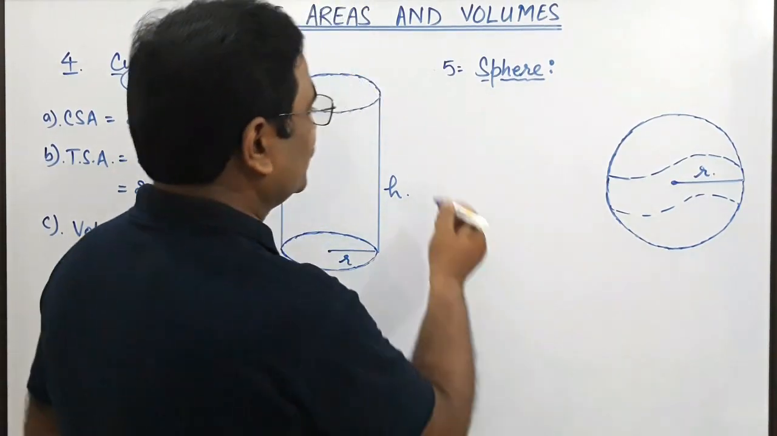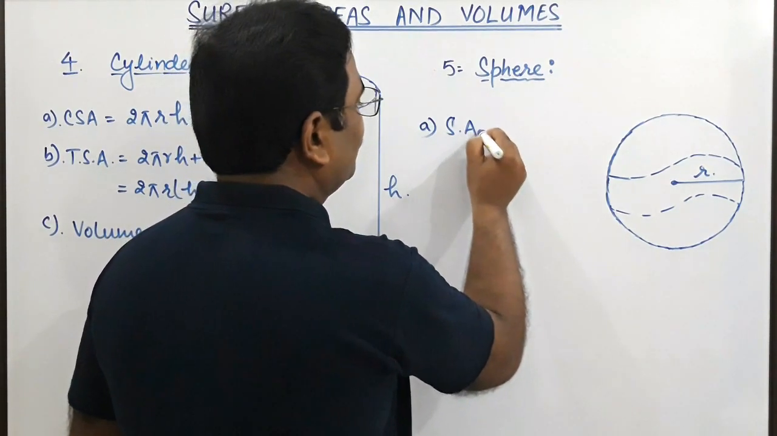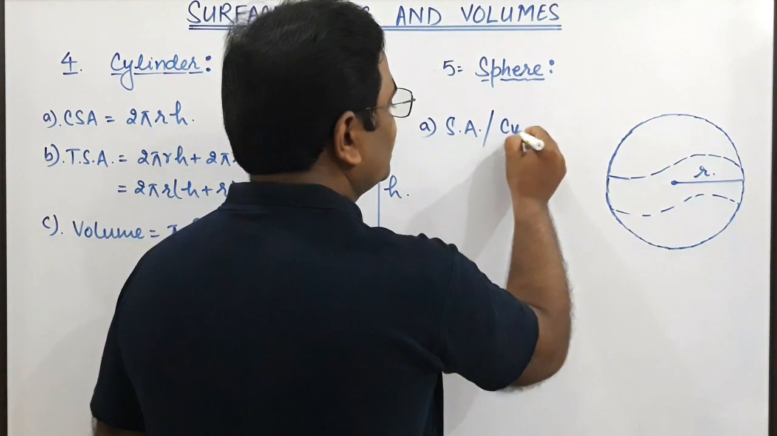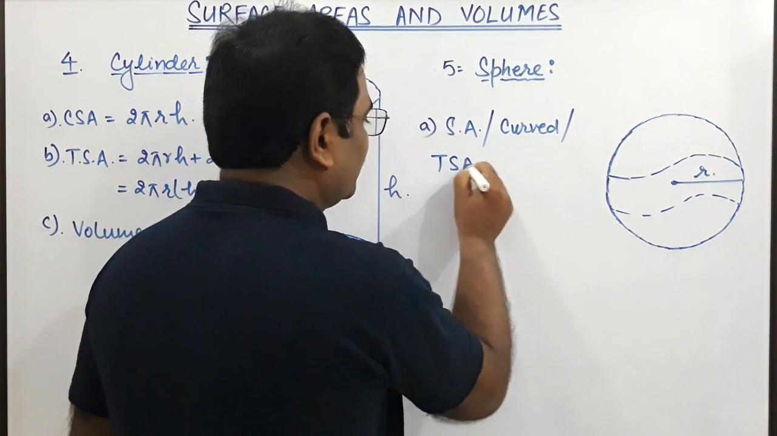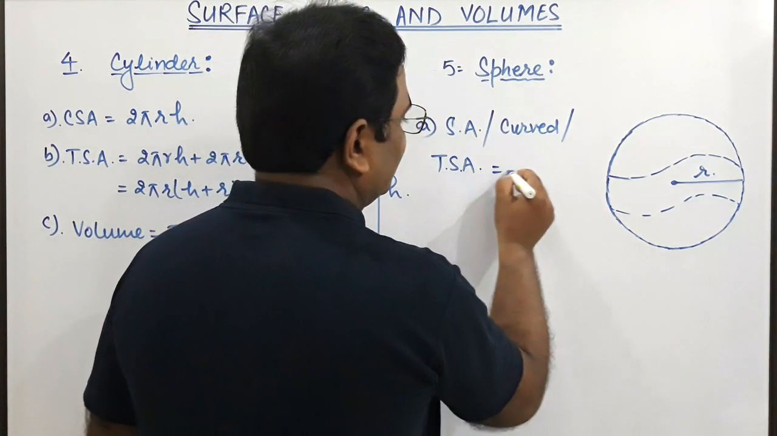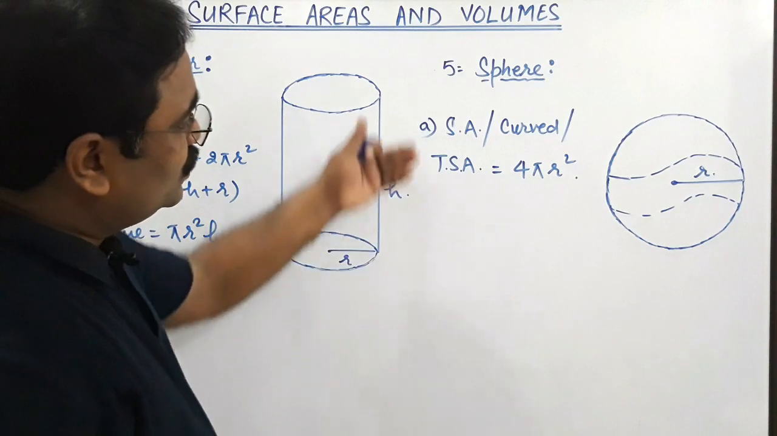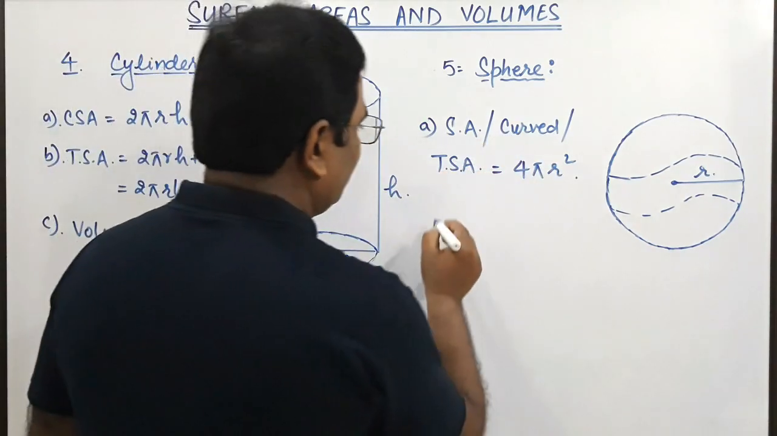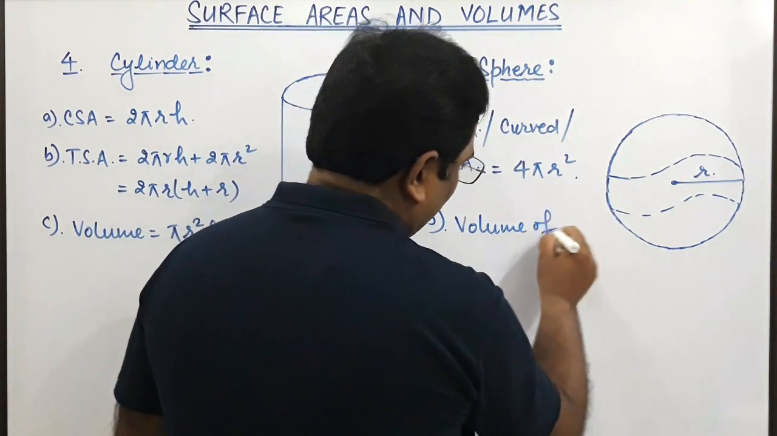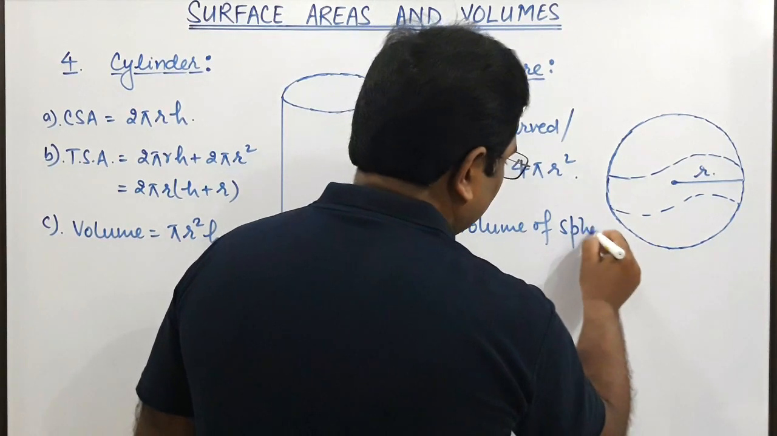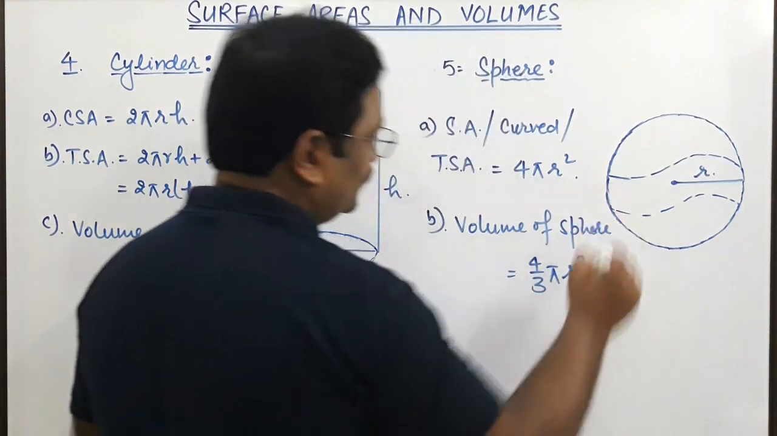So what I said: the surface area of a sphere can be written as curved surface area. You can also call it the curved surface area, or you can say this is the total surface area of the sphere, and its formula is 4 pi r square, right? So the total surface area of the sphere is 4 pi r square, and the volume of the sphere is 4 by 3 pi r cube, right?